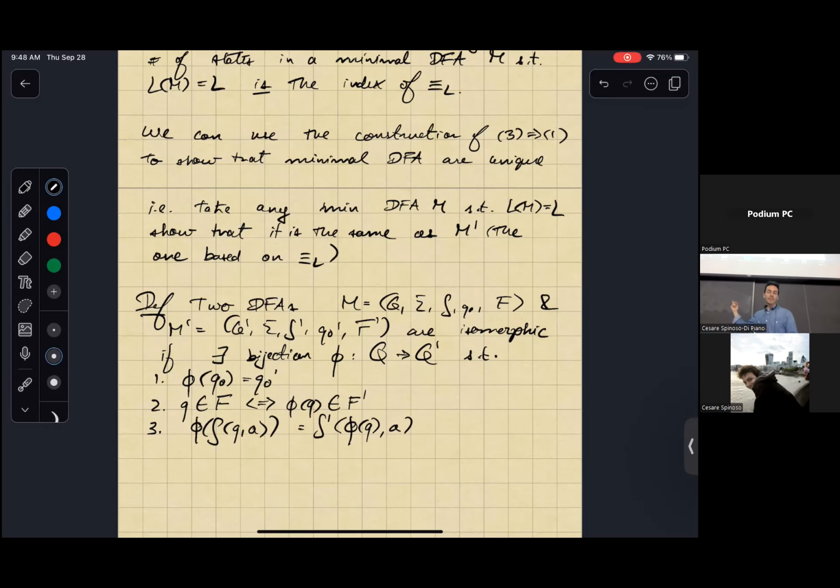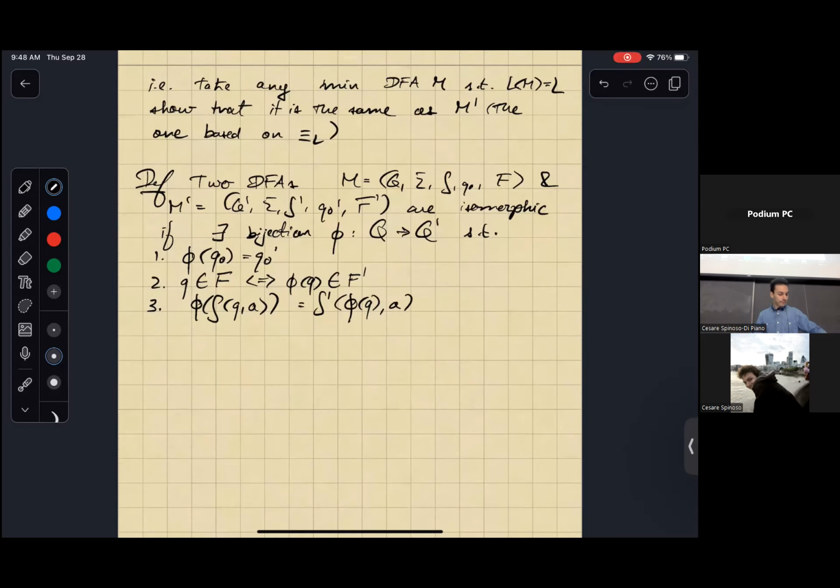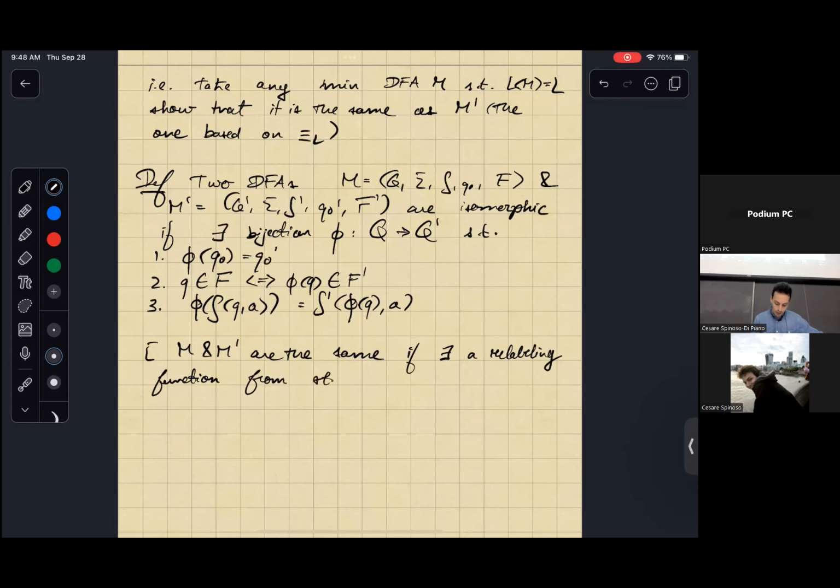Now, again, this looks like gibberish, right? What does this really mean? Let's look at a picture, and let me also give you a natural language explanation. What this is saying is that M and M prime are the same, the same being the layman's way of saying isomorphic, if there exists a relabeling function from states of M to M prime.